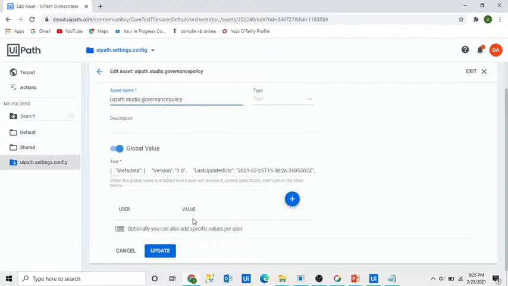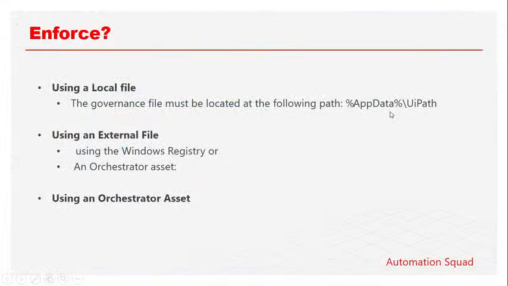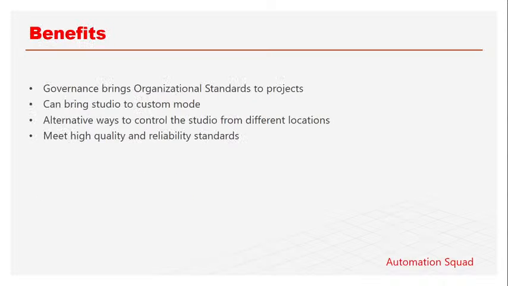By using all these governance policies, we can achieve organization standards for our projects. Benefits. If you go to benefits, governance brings organization standards to projects. As I said, we can put some restrictions on what a user can change, what things he can do, what activities he can work on, what URLs or applications he can work on. We can put some restrictions only to meet organization standards. Can bring Studio to custom mode.